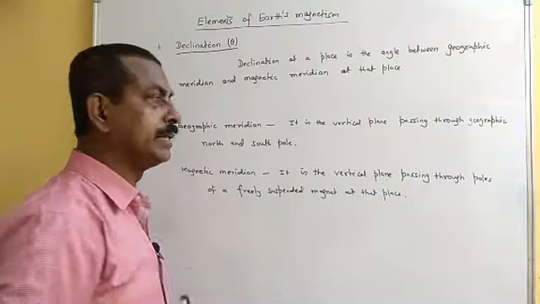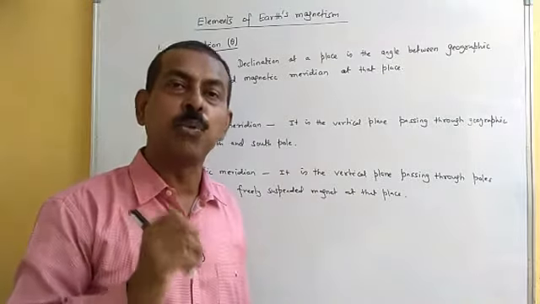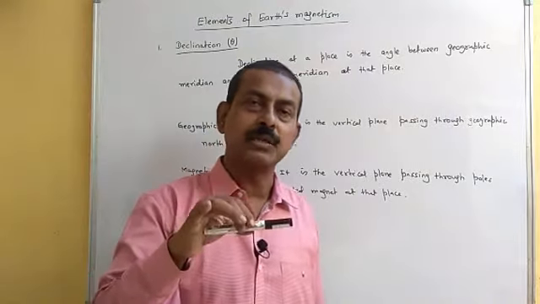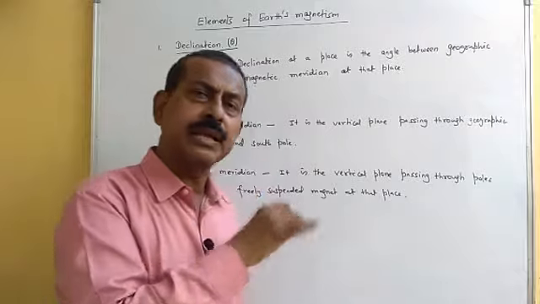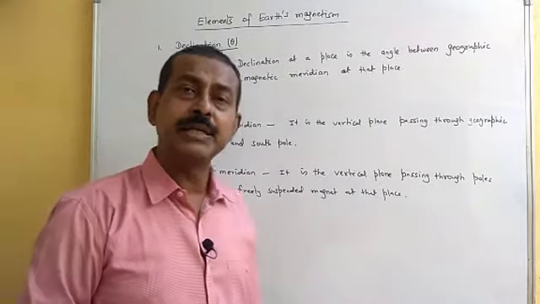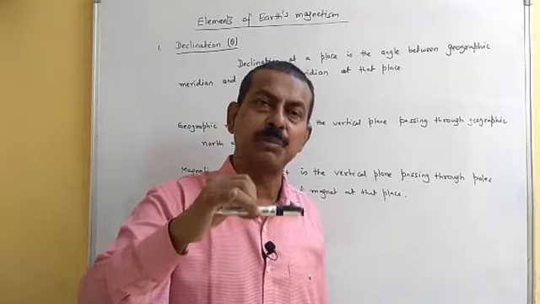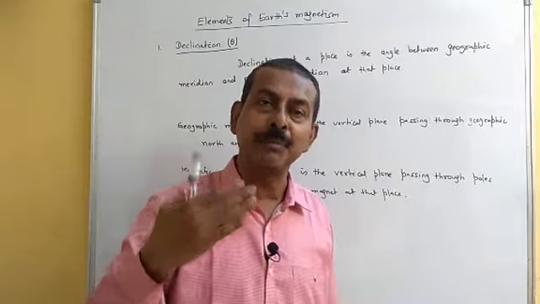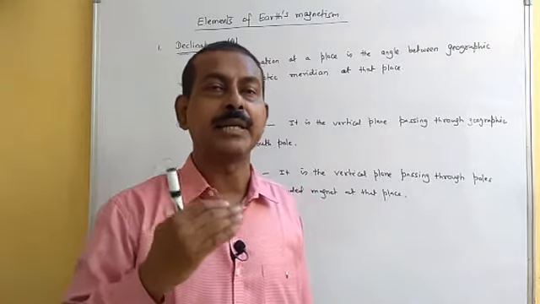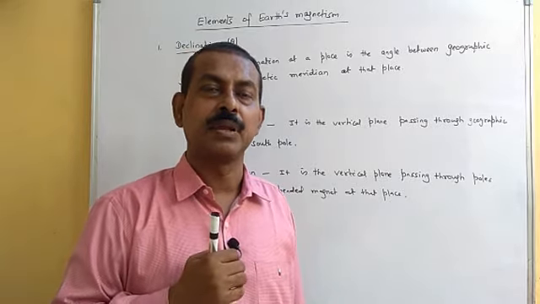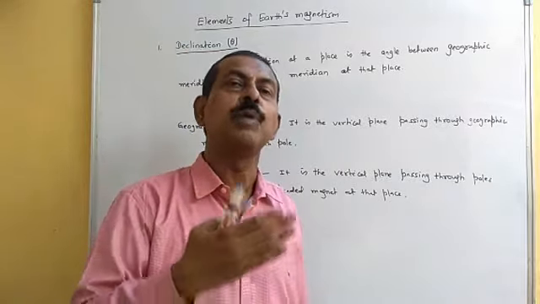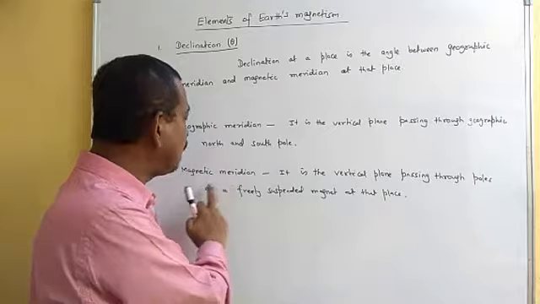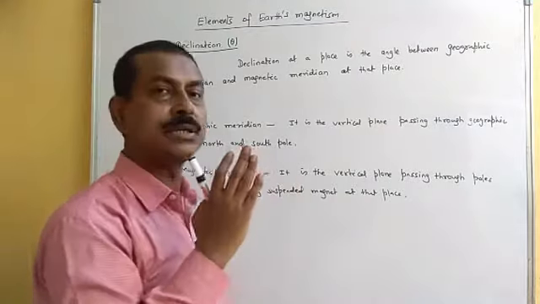And magnetic meridian is the vertical plane passing through the poles of a freely suspended magnet at that place. Suppose I take a particular place where we want to find declination, and for that we need the magnetic meridian. If you have a freely suspended magnet, the vertical plane which will pass through the poles of the freely suspended magnet will be called the magnetic meridian at that place. In fact, this is the vertical plane passing through magnetic poles at that place. So the angle between geographic meridian and magnetic meridian will be called the declination.